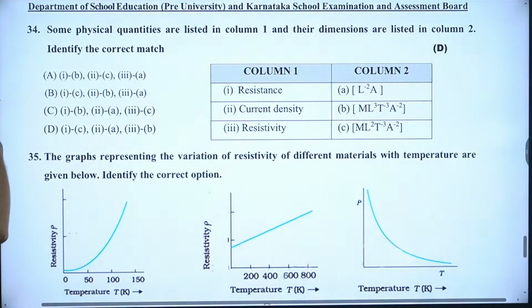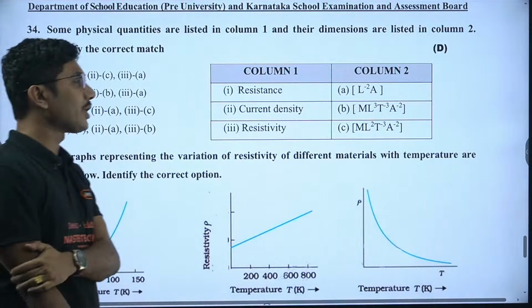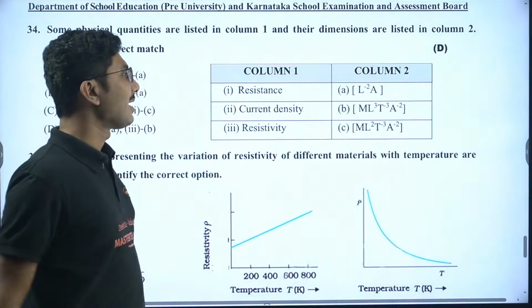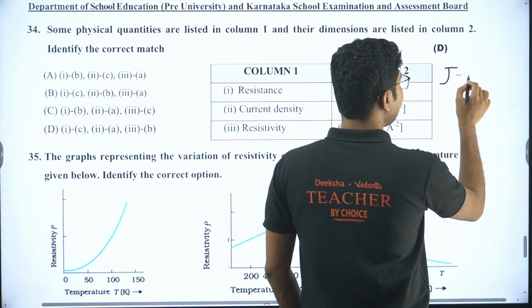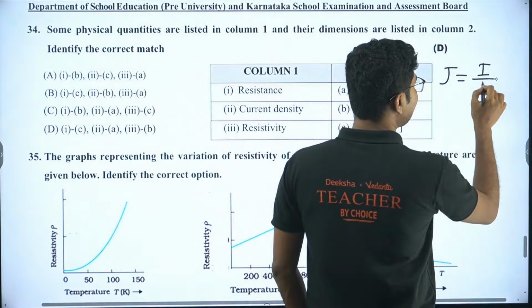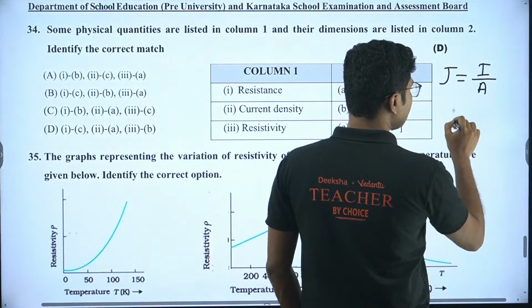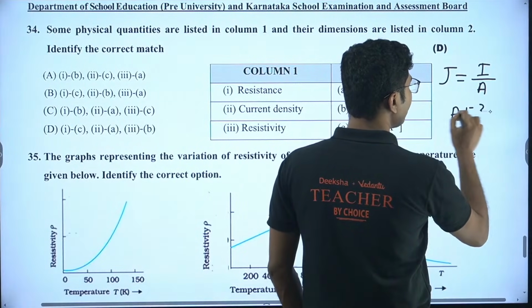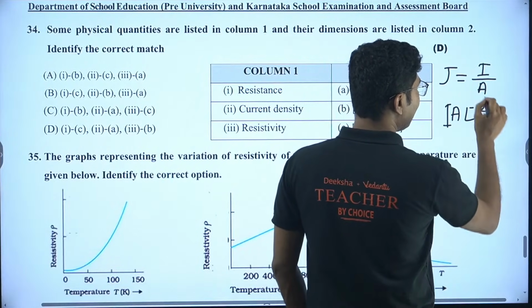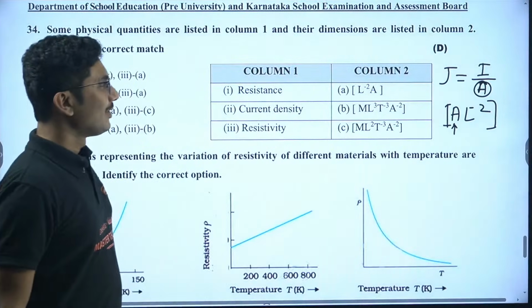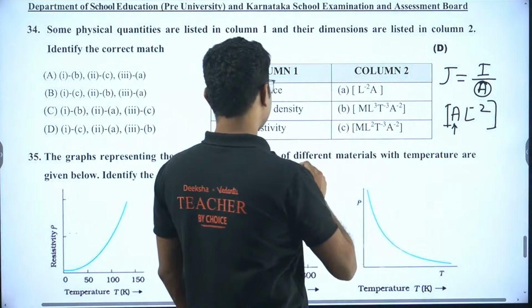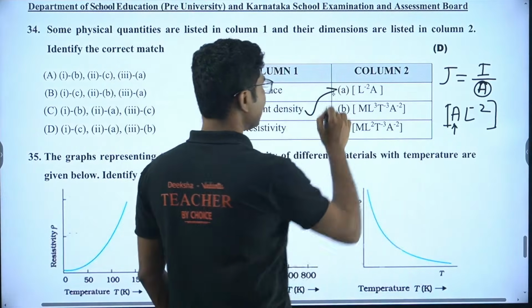Again, first we will try to find the easiest one. The easiest one is current density, that is J. It is given by current divided by area, so its dimension must be A L to the power of minus 2. Here A is current, so don't get confused. So L to the power of minus 2 is current density, so definitely this is matching with this.